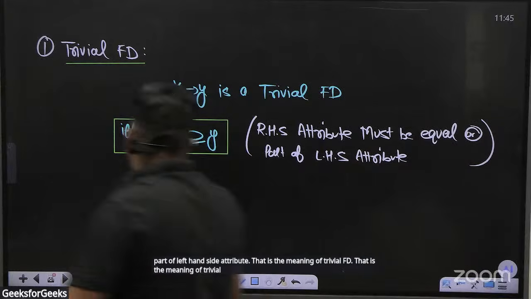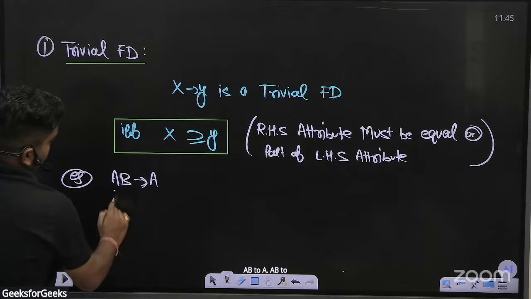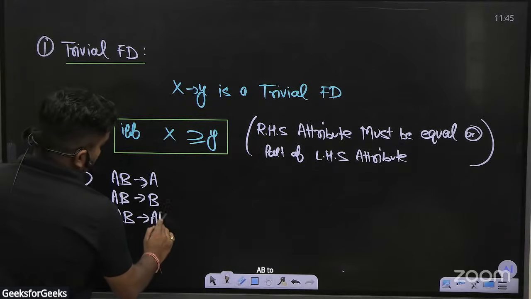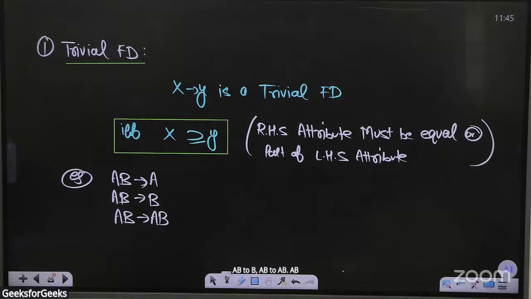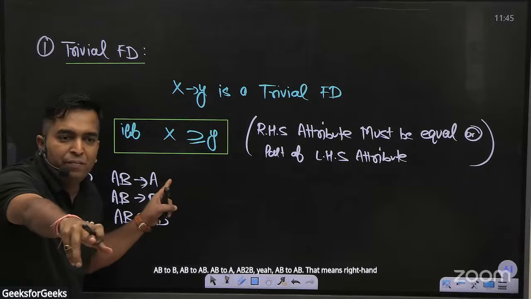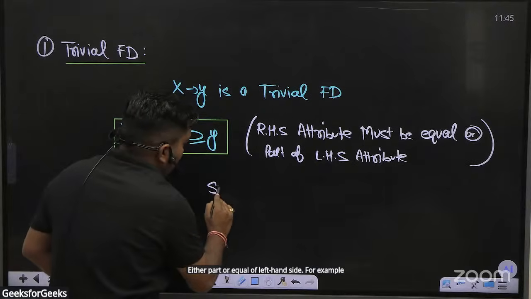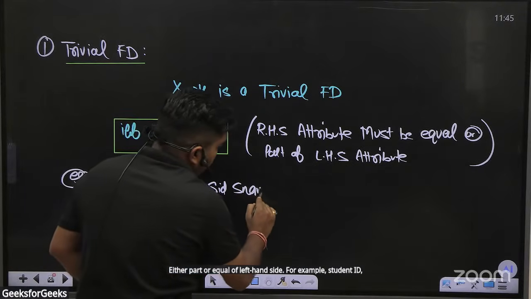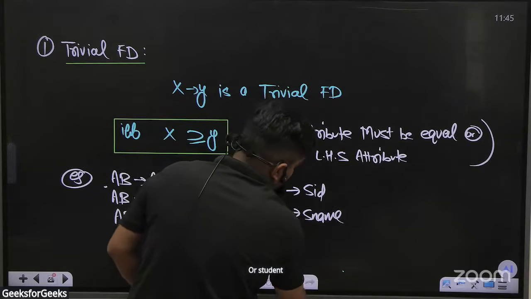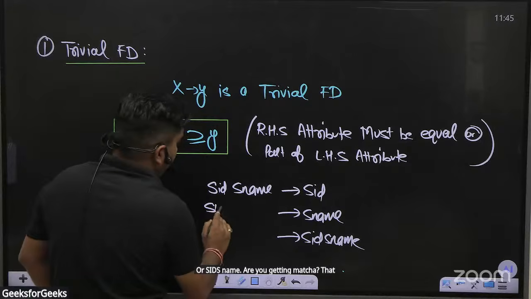For example, AB to A, AB to B, or AB to AB. That means the right hand side attribute is either part of or equal to the left hand side. For example, student ID, student name to either student ID or student name or SID, S name. Are you getting it? That is the meaning of trivial FD.